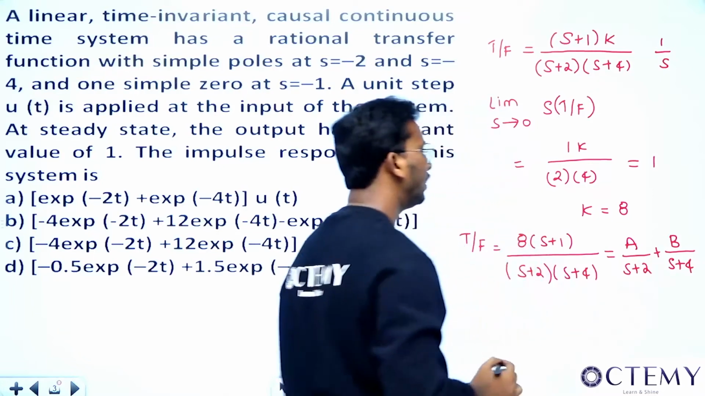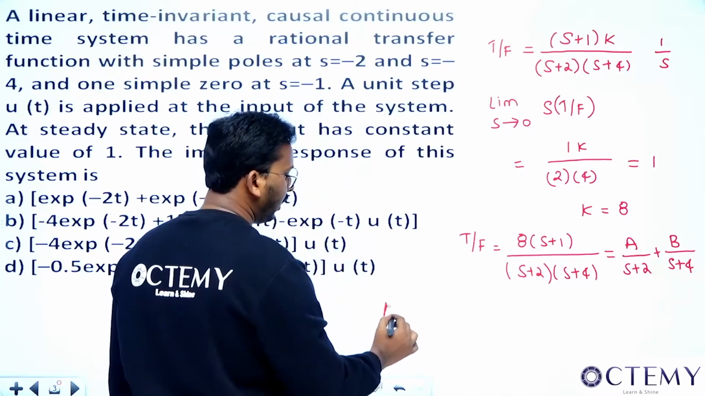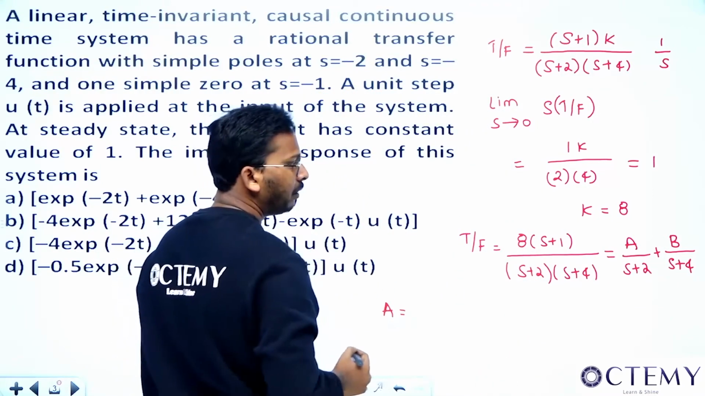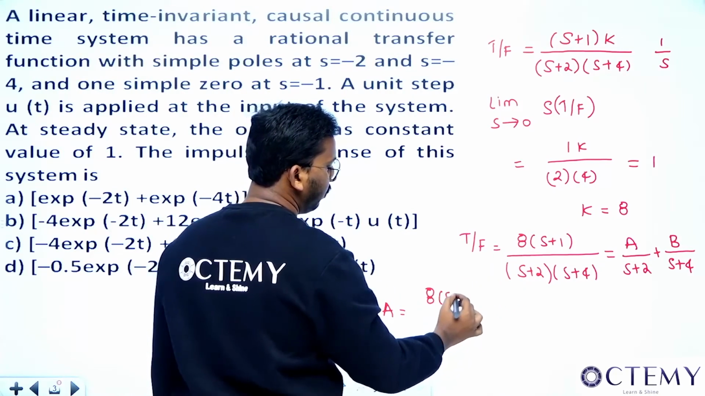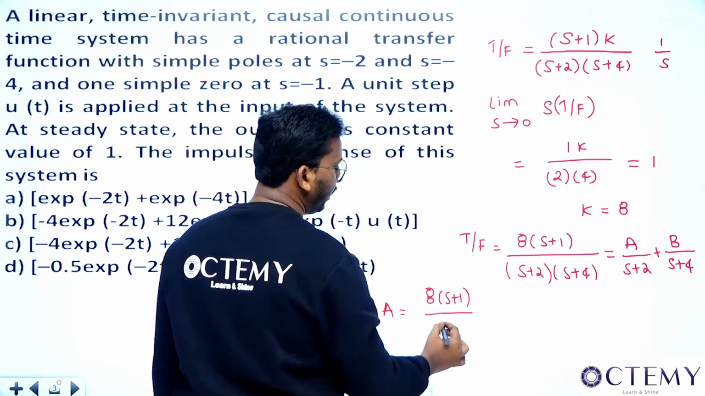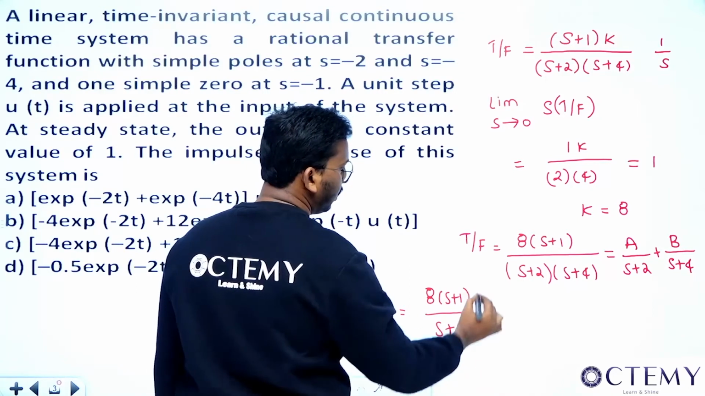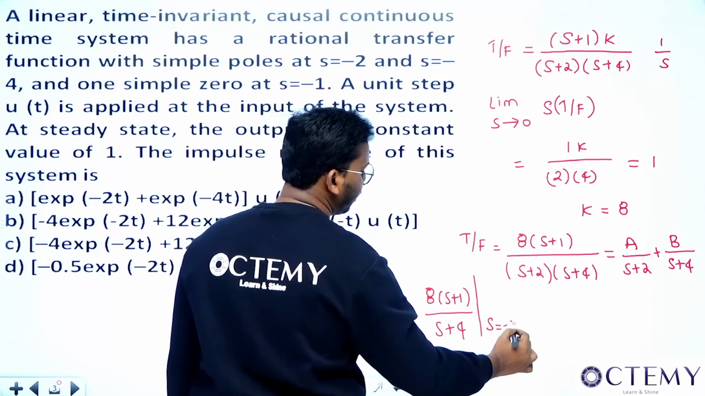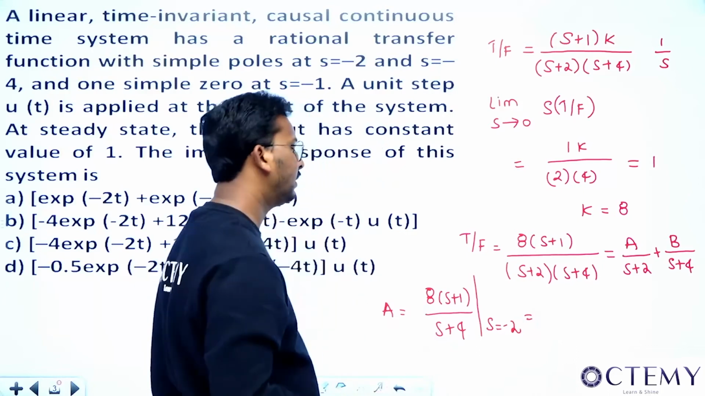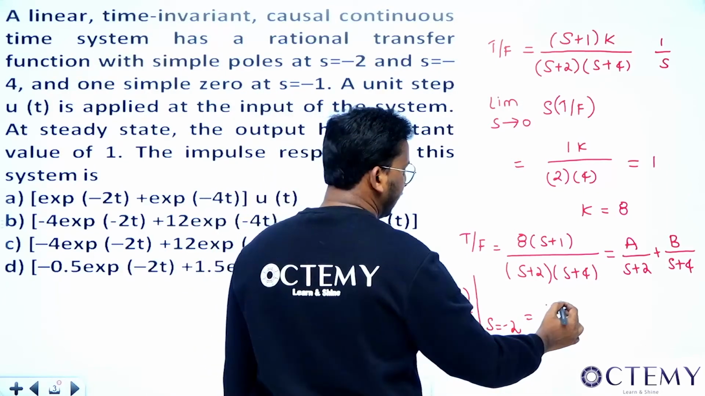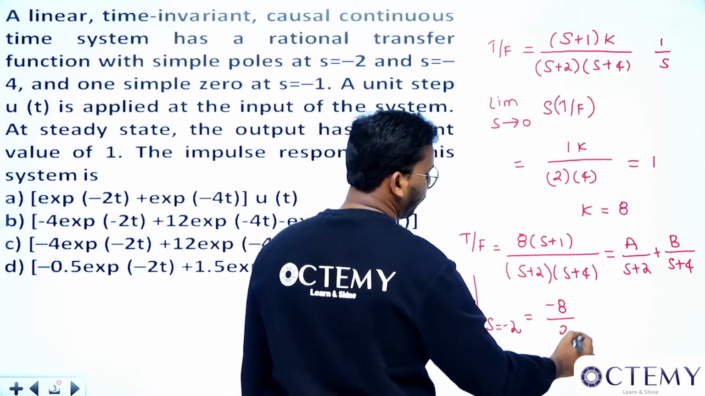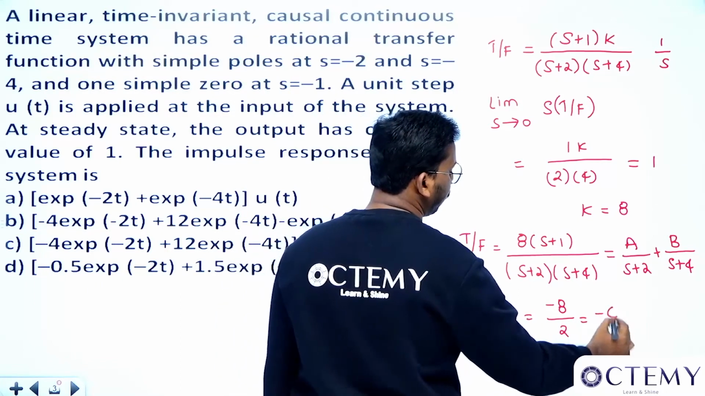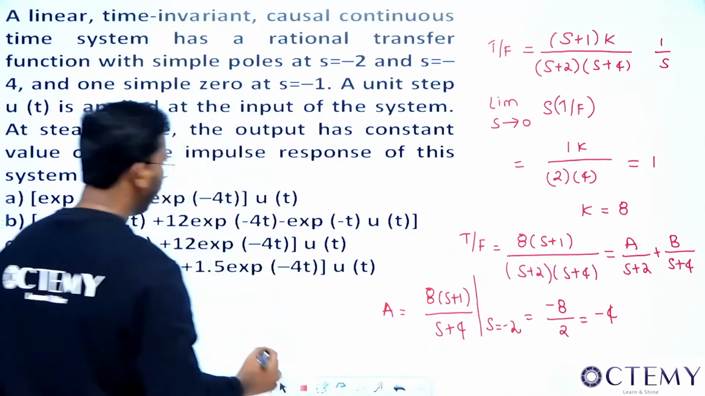So see, sir, what will this become? If you want to find out A, you remove this (s plus 2), so it will be 8 into (s plus 1) divided by (s plus 4). In this you put s is equal to minus 2. So you'll get it as minus 8 divided by 2. So this will be minus 4. Very good. What will be the value of B, sir?